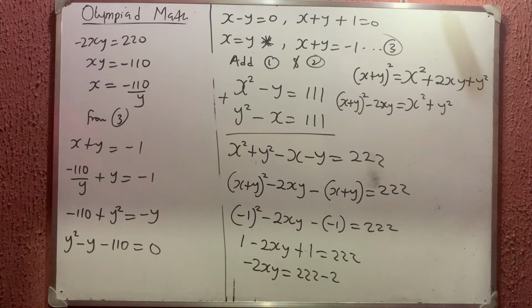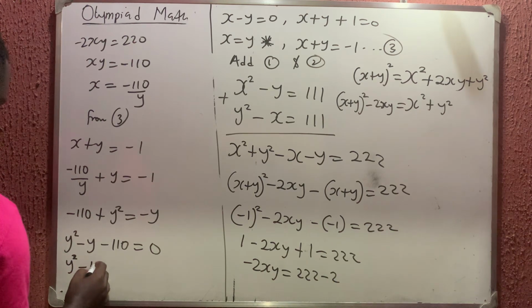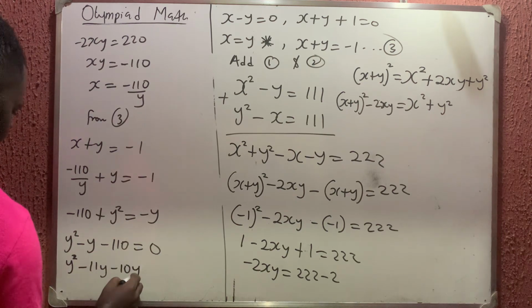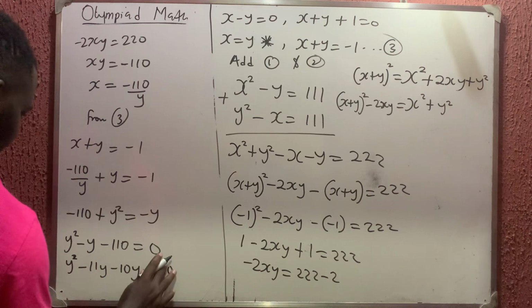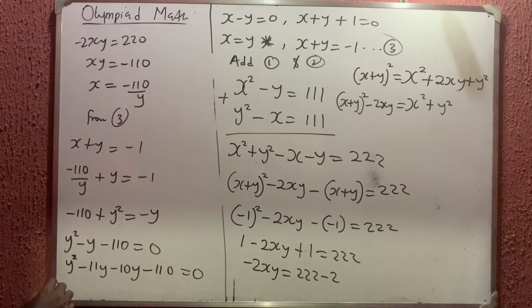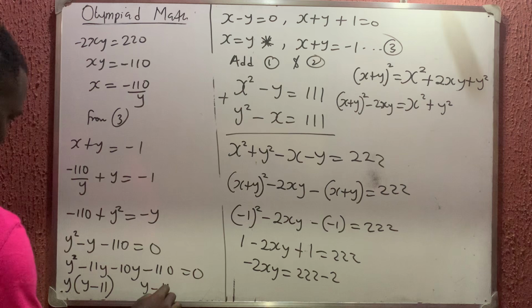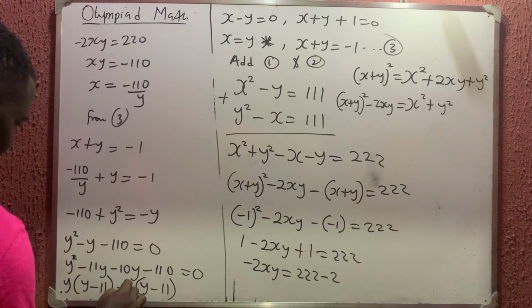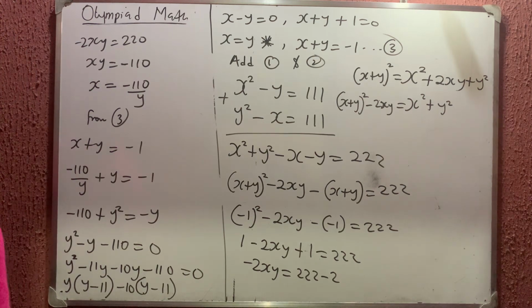Solving this by factorization, I'm going to have y squared minus 11y, then plus 10y, then minus 110 is equal to 0. If we factorize, y is common between these two, I'm having y minus 11. The same y minus 11 here, and then 10 should be outside.